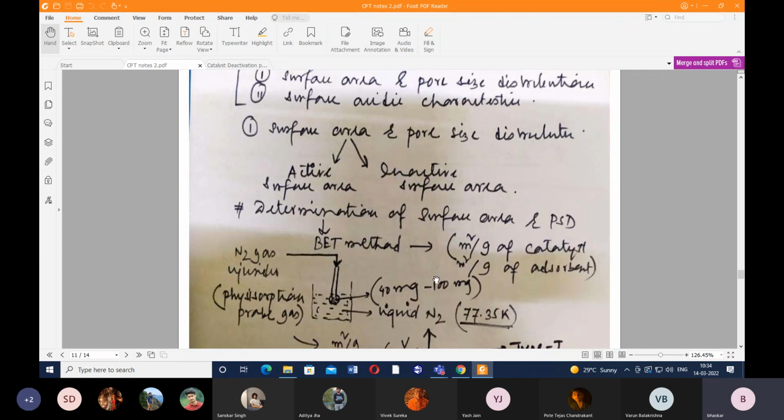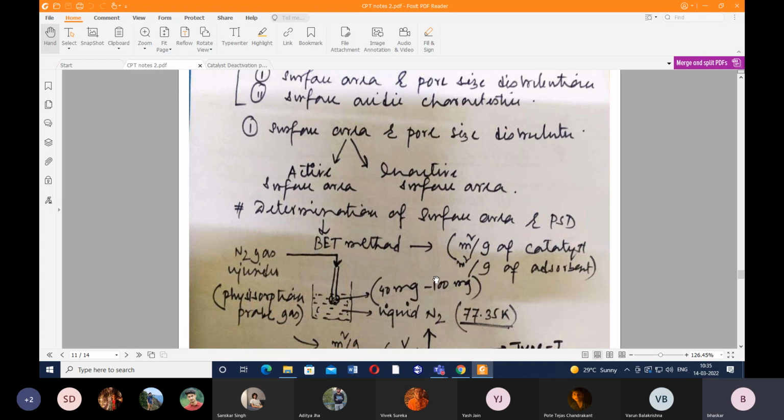So while talking about the surface area, let's assume we have got BET surface area. BET surface area means we have got the entire surface area of that material, of that catalyst. But always remember, all the surface area available on the surface of that catalyst material is not active for a reaction to take part.